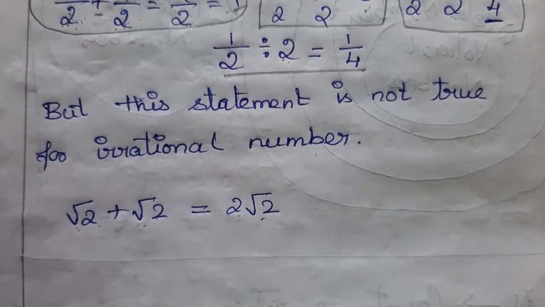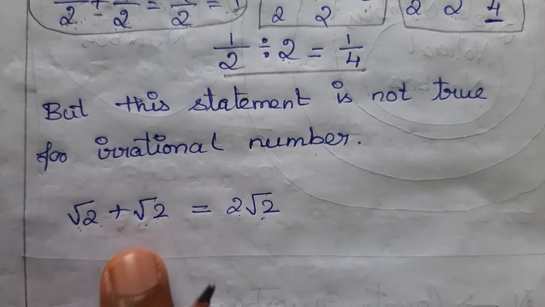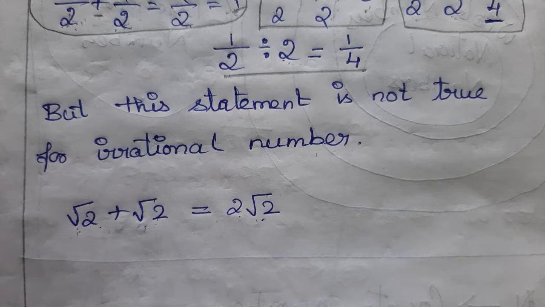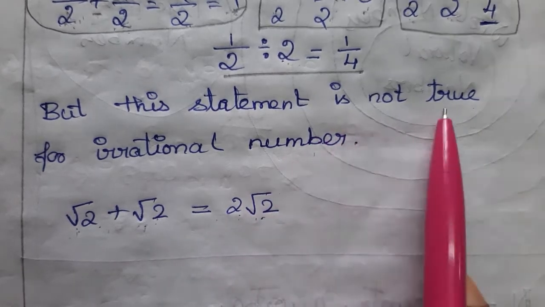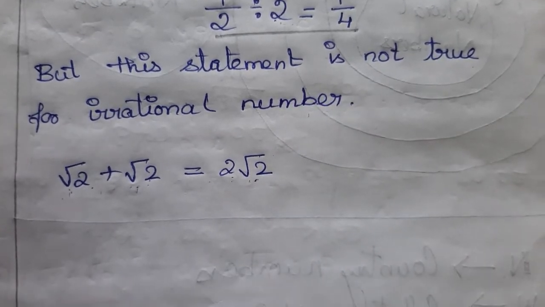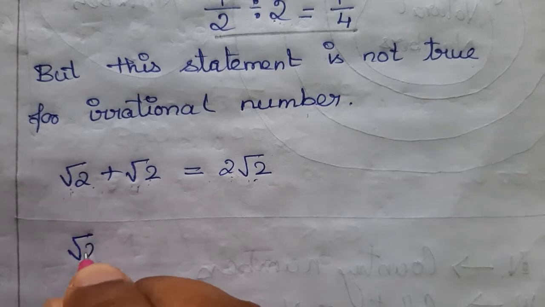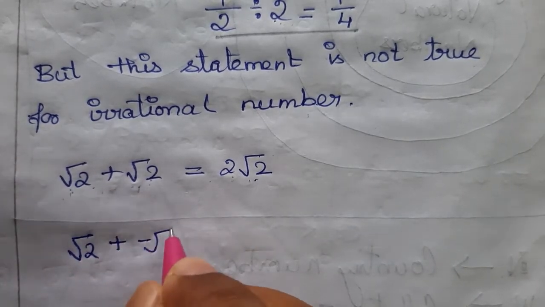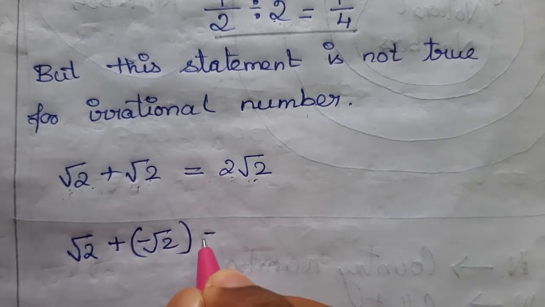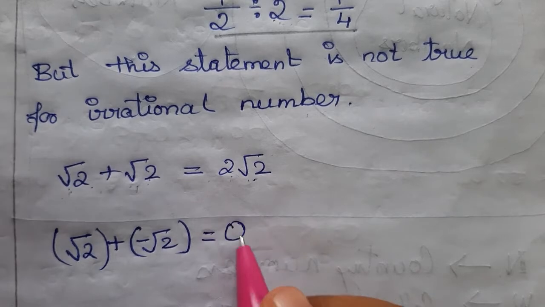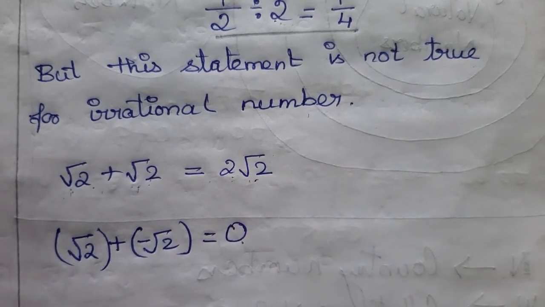Here we go for one example. Square root of 2 plus square root of 2 is equal to 2 square root of 2. So here the result is irrational, right? But what the statement says, it's not true. Yes, it's not always true. That's what you are going to see. Now you see square root of 2, it's an irrational number. I'm going to add it with a negative square root of 2. What is the answer? Now you see 0. It's a rational, right?